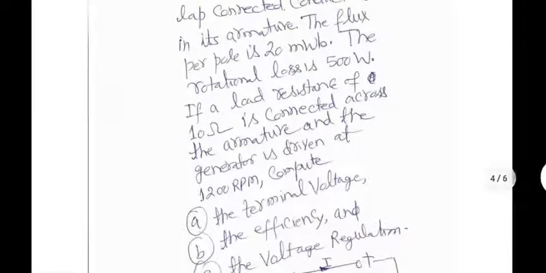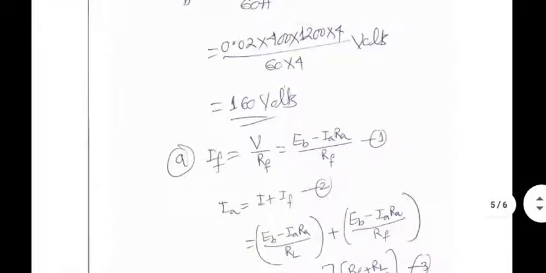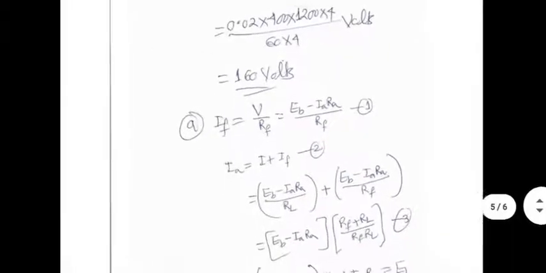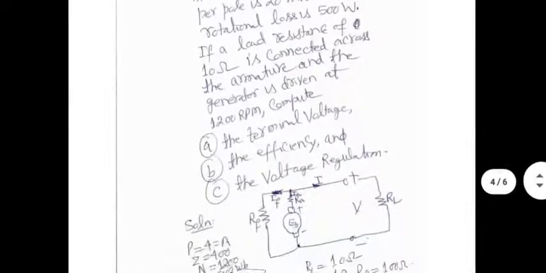Okay. Now, what will be V? Good question. V will be EB minus IARA. But you don't know IA. Let's see what happens. IF is V upon RF, right? This is a little complicated problem, so you have to look at it very carefully. IF is V upon RF, that's for sure. And V is EB minus IARA. So equation 1 is correct. IA is I plus IF, that is also correct based on the equivalent circuit here. Okay, that's number 2 equation.